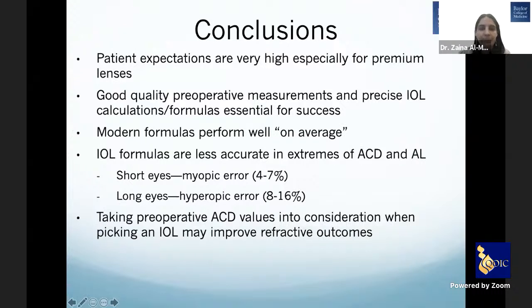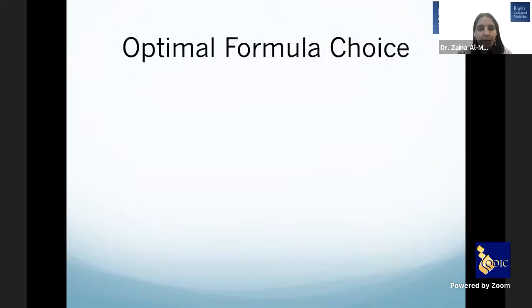And so in conclusion, patient expectations are very high, especially for premium lenses. It's important to get good quality measurements, which we didn't really talk about here. But in general, you can use any formula for average eyes. It's those patients with extreme anterior chamber depth or axial lengths that can have potential errors. And we're getting better and better with our newer formulas. And it's important to take preoperative anterior chamber values into consideration when picking an IOL.